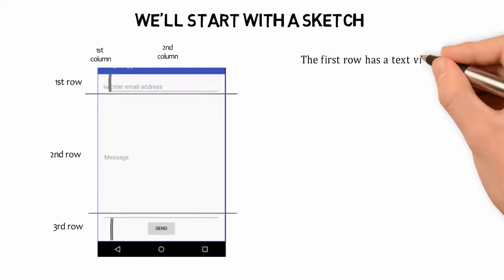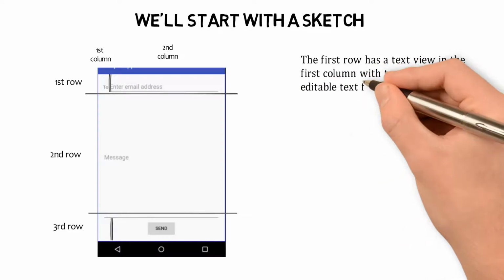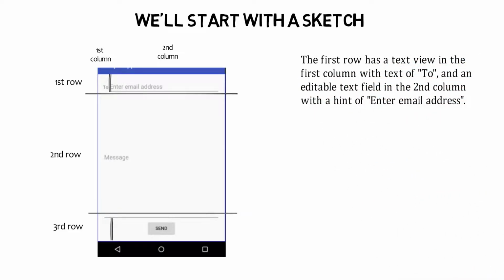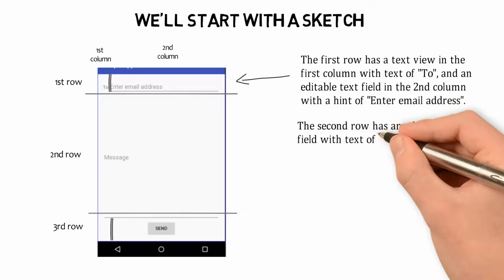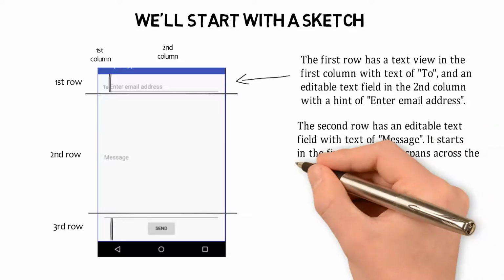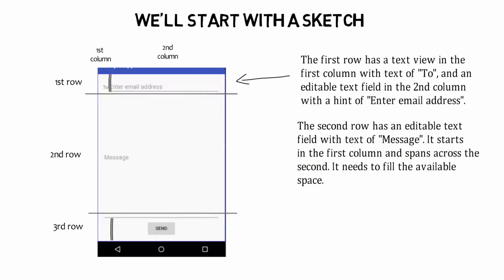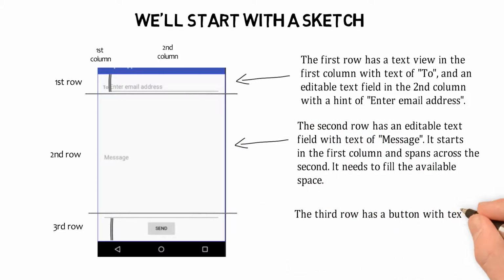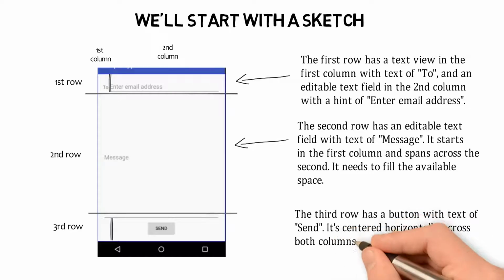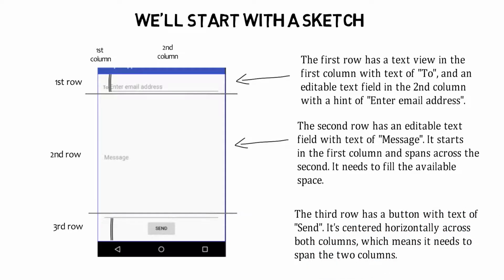The first row has a text view in the first column with the text of To and an editable text field in the second column with a hint of enter email address. The second row has an editable text field with a text of message. It starts in the first column and spans across the second. It needs to fill the available space. The third row has a button with a text of send. It's centered horizontally across both columns, which means it needs to span the two columns.